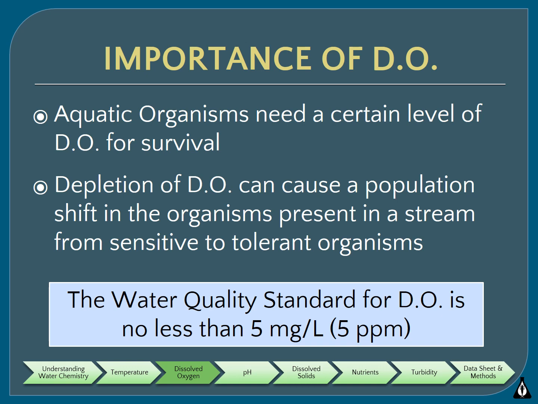So specifically, why is dissolved oxygen important? Aquatic organisms need a certain amount of dissolved oxygen in the stream in order to survive, and whenever that is depleted, it can actually cause the death or an entire population shift in the amount of organisms that are present in the stream. This is due to the sensitivity that organisms have to the amount of dissolved oxygen that's there. So the water quality standard for dissolved oxygen is no less than 5 milligrams per liter, or 5 parts per million.